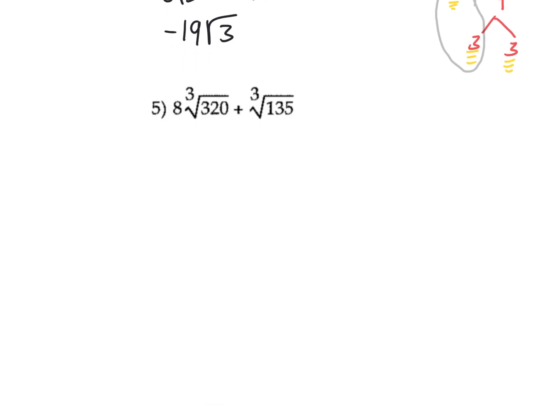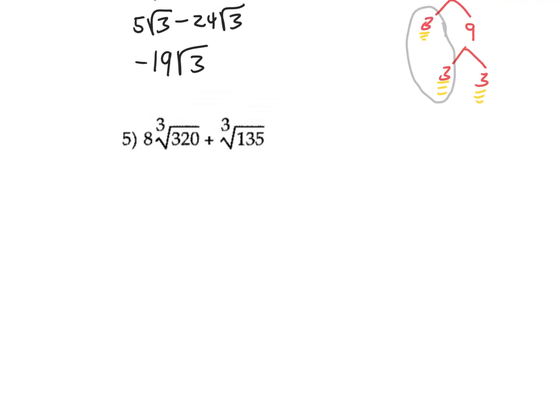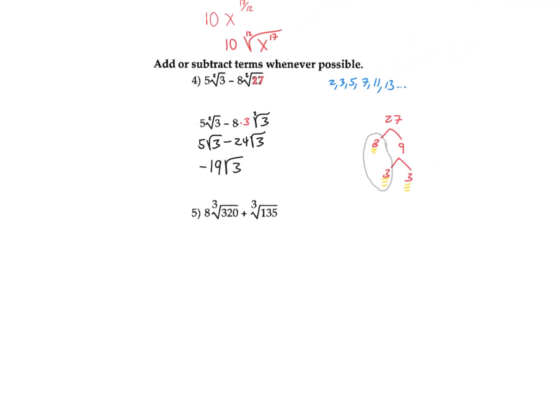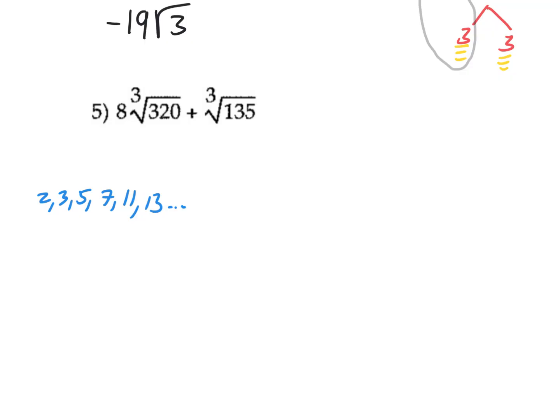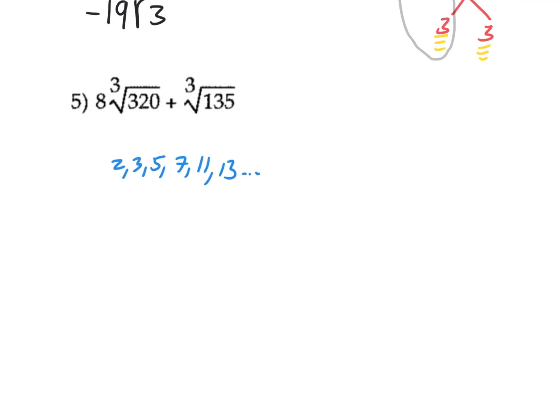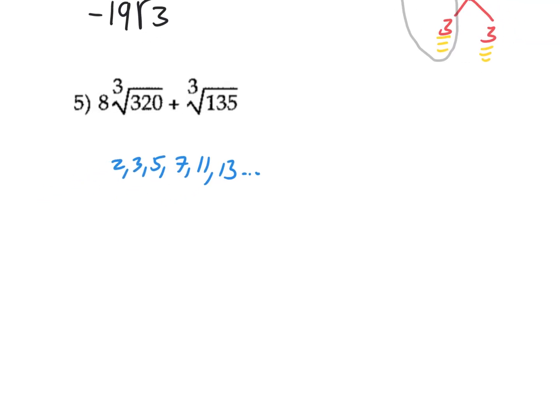Okay, looking at problem number 5. Well, you could do the same thing. Notice how there are 3's here, right? And therefore, we're looking for groups of 3, just like I said. So let's remind ourselves of what the prime numbers are. I do think that's helpful when analyzing how to simplify these, right?